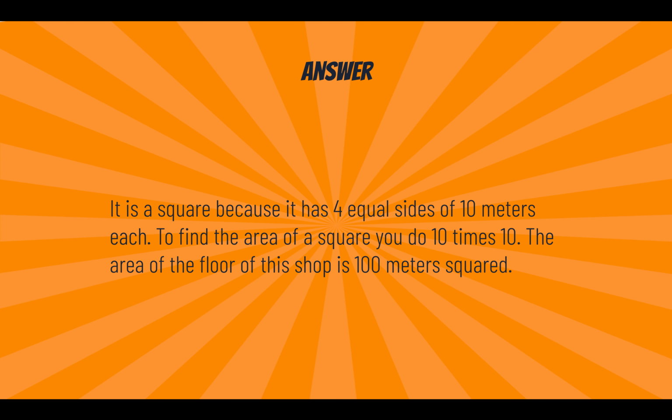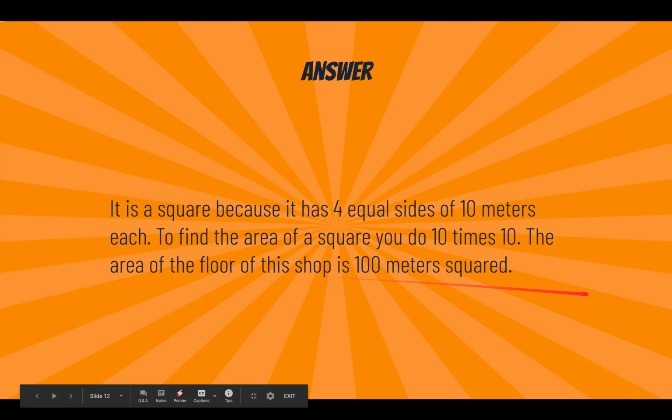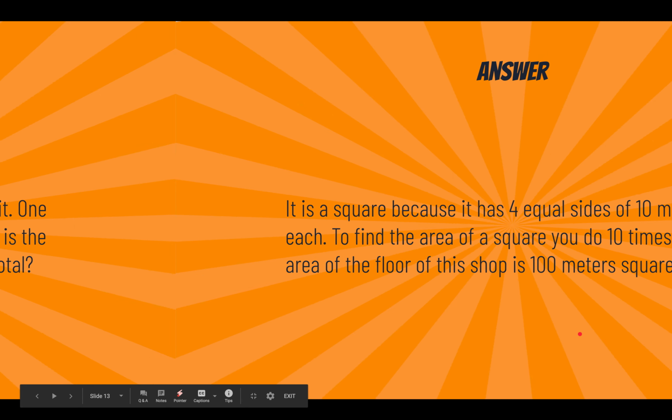So, how would you solve this? It's a square shop, meaning it's a square. It has 4 equal sides of 10 meters each. So, to find the area of a square, just do 10 times 10, you get 100. 100 meters squared, that is. Don't forget the word squared.